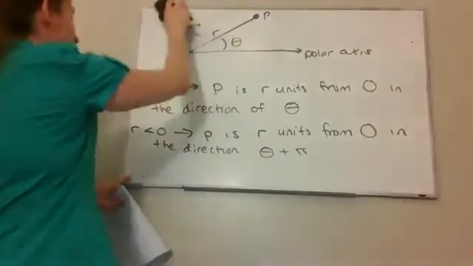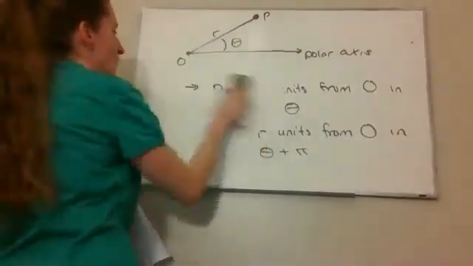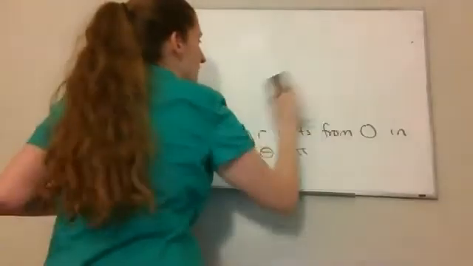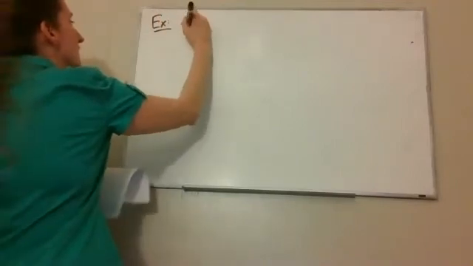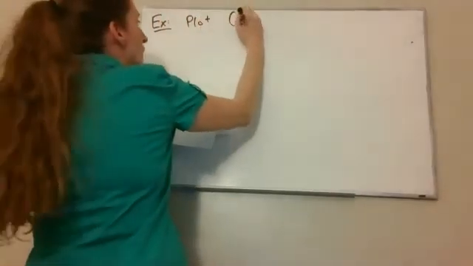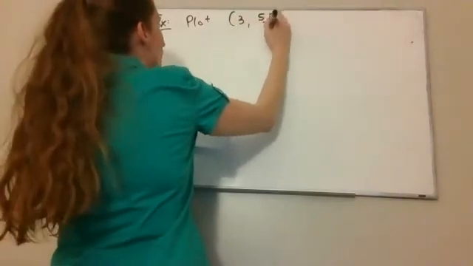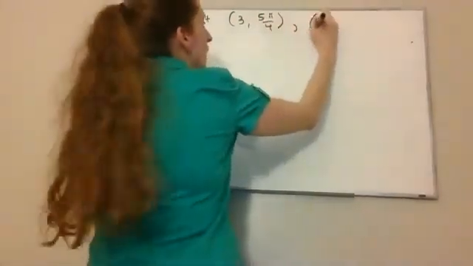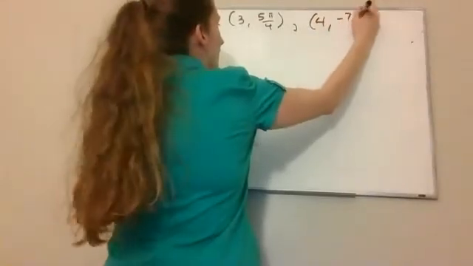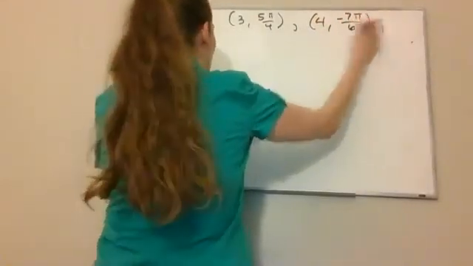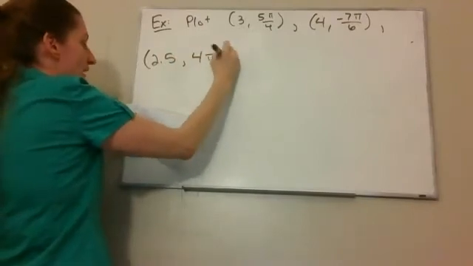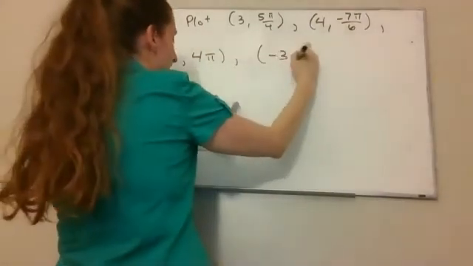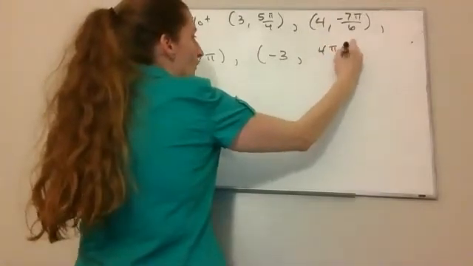So let's do an example plotting some points so we get used to what this looks like. Let's plot (3, 5 pi over 4), (4, negative 7 pi over 6), (2.5, 4 pi), and (negative 3, 4 pi over 3).